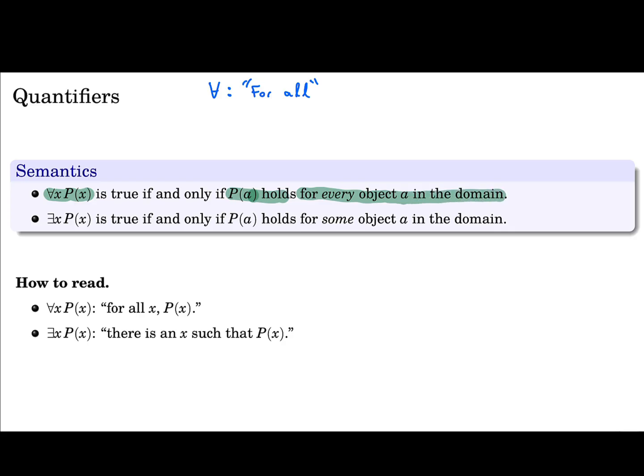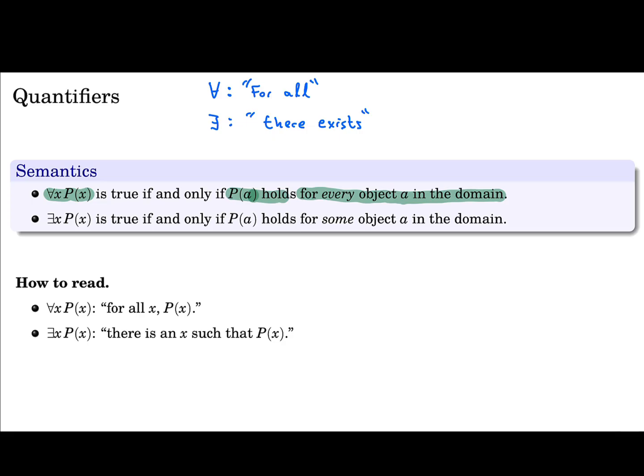domain, right? And the other symbol is this inverted E, which means "there exists." There exists an x such that P of x. This will be true if and only if there is some object a for which P of a is true, right? So maybe the simplest way is to see a quick example.